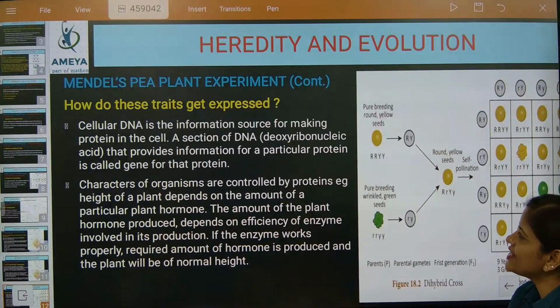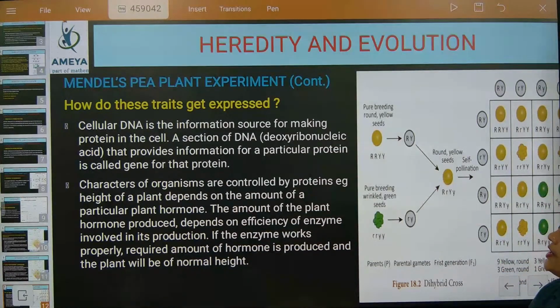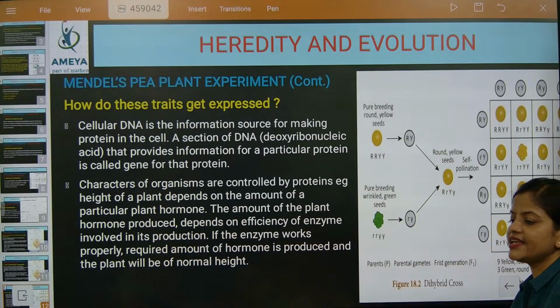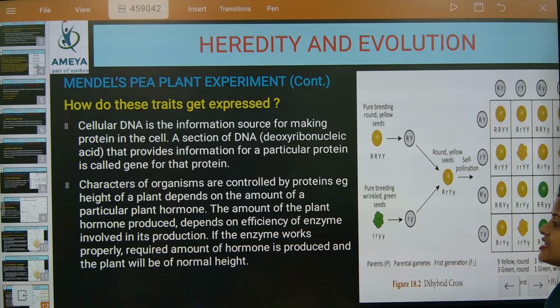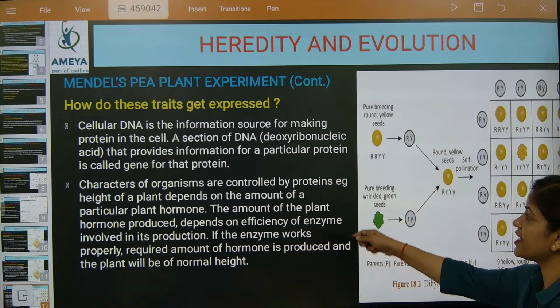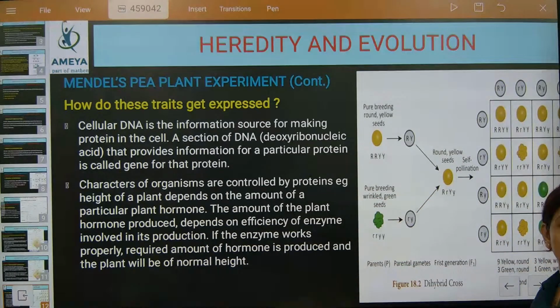Now a section of DNA, deoxyribonucleic acid, that provides information for a particular protein is called the gene for that protein. Now, characters of organisms are controlled by protein. Height of plant depends upon the amount of particular plant hormones. Are you understanding? So first is the gene and the second is the hormone. The amount of plant hormone produced depends on efficiency of the enzyme that is involved in this production. So efficiency of enzyme is one of the most important things. And this should be there in your notebook, because these points you should be writing point-wise.